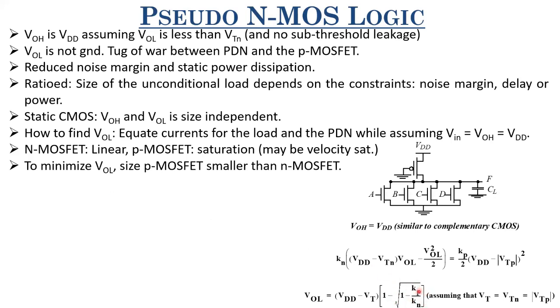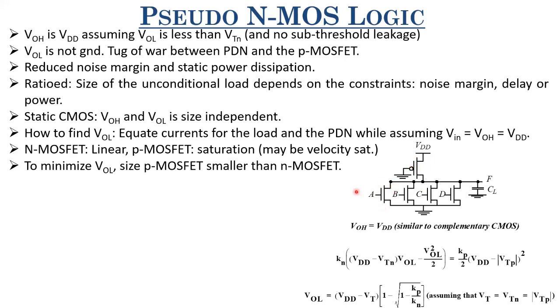From this expression, what you see is that if you want to minimize VOL, since it's 1 minus something, you will have to size the PMOSFET smaller than the NMOSFET, because you want this term to be as large as possible. And for that, KP by KN should be very small. It is evident physically also. If your PMOSFET has a small pull-up strength as compared to the pull-down strength of this NMOSFET, then only will node F be pulled closer to ground, if the pulling strength of A is larger than the pulling strength of this unconditional load.